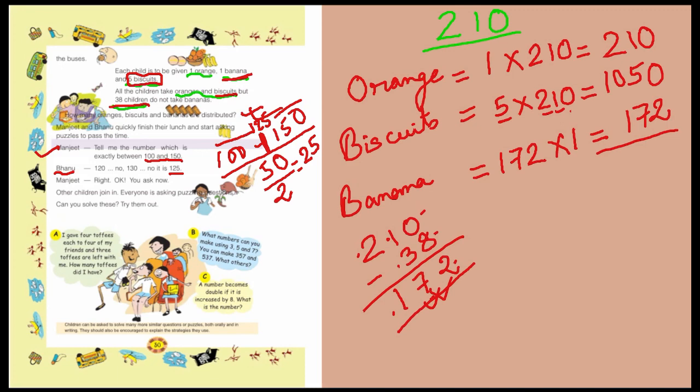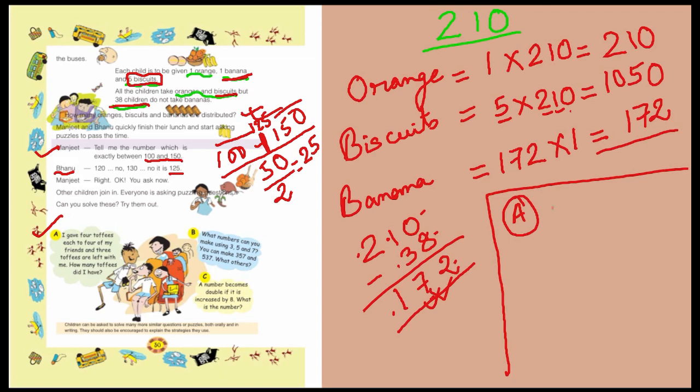Correct. Now there are other problems and quizzes and puzzles which other students have also asked. So let us try all those also. Let us try with A. I gave 4 toffees each to 4 of my friends, and 3 toffees are left with me. How many toffees did I have?